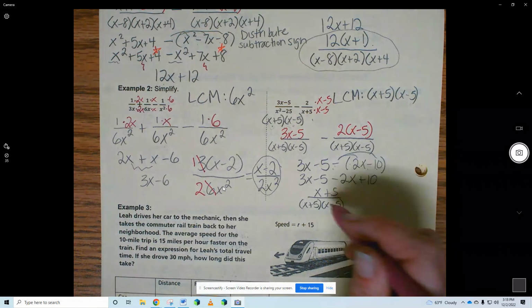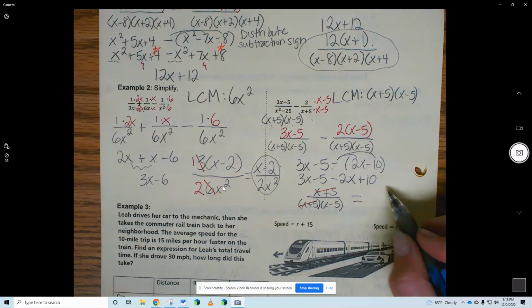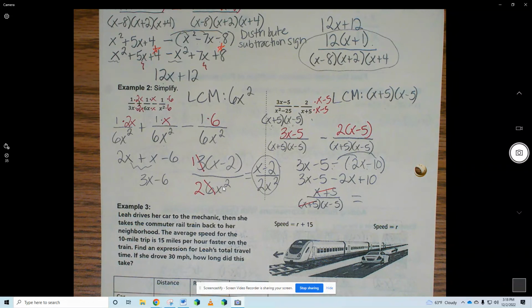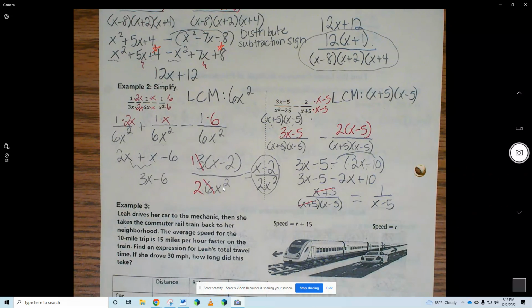And you're going to cross out what's in common. The crossing out was the last thing that you do. What's on the numerator? Because I just canceled out the whole x plus 5. Yay, you. And the answer is 1 divided by x minus 5.